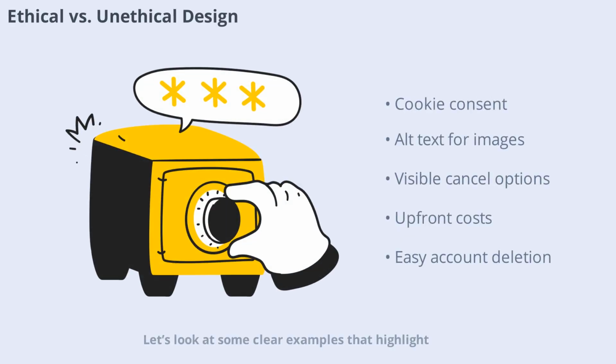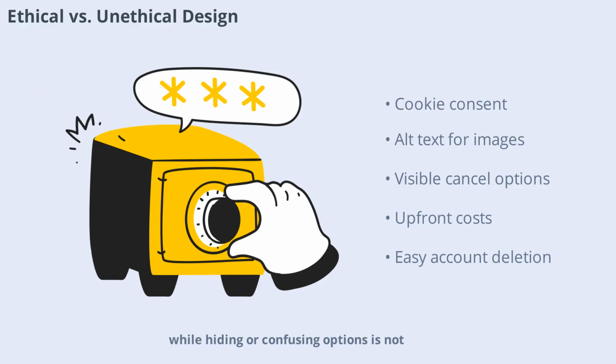Let's look at some clear examples that highlight the difference between ethical and unethical web design. Ethical sites ask for cookie consent, while unethical ones track users without permission. Adding alt text for images supports accessibility, but ignoring disabled users is unethical. A visible cancel button is honest UI design, while hiding or confusing options is not.